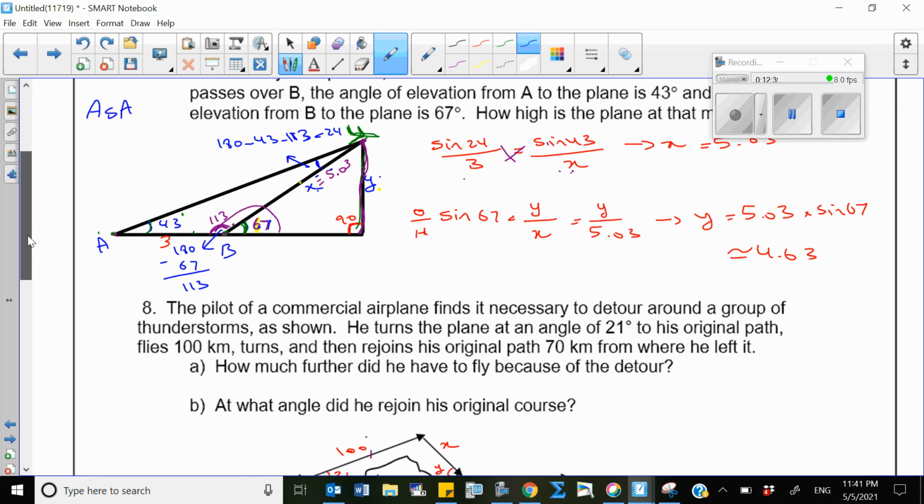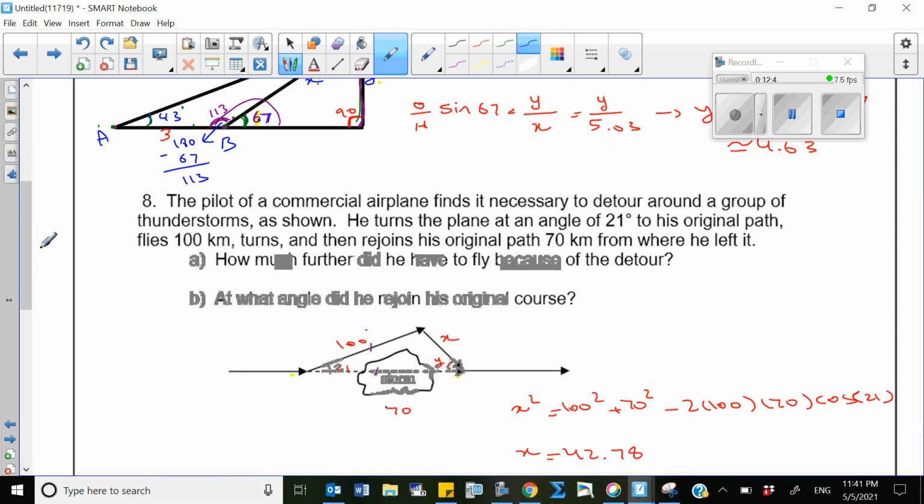Now let's work on the next problem. The pilot of a commercial airplane finds it necessary to detour around a group of thunderstorms as shown here. So the airplane wanted to go this way straight from point, let's say A to B, but because of this storm, has to go around this storm and go this way first, then come back to point B.